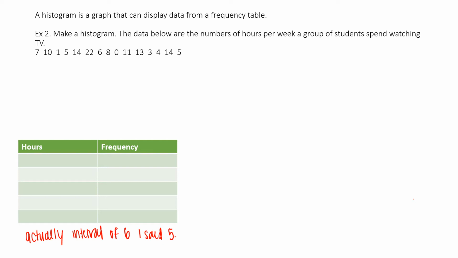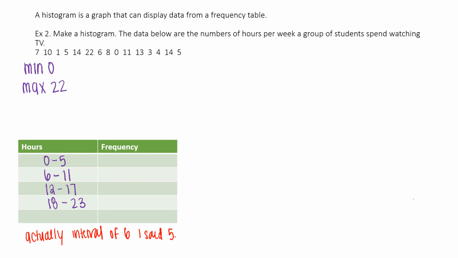So we have the number of hours per week a group of students spend watching TV, and we have our minimum is 0, and our maximum is 22. So perhaps we want to go by 5s. So 0 to 5, 6 to 11, 12 to 17, and then 18 to 23.